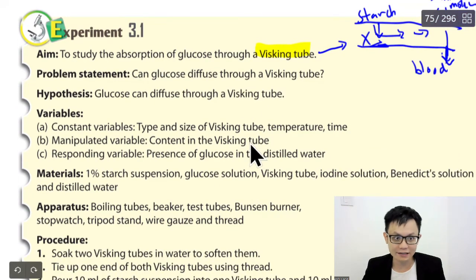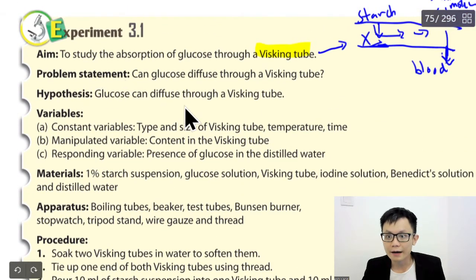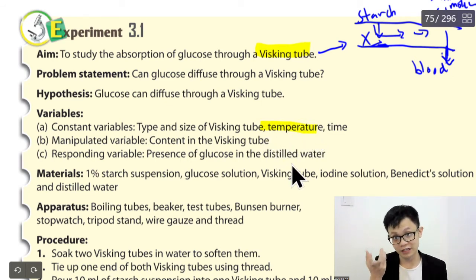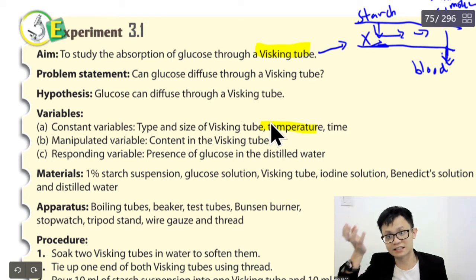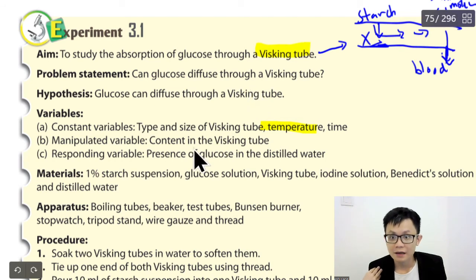Let me talk a little bit more, then I will end this very fast. Okay, for the whisking tube, the constants are the temperature and time, correct or not? We don't want it to be too hot, right? If too hot, then the thing will become something else, correct or not? For example, the enzyme will denature. The best temperature is 37 Celsius, correct or not? Because our body temperature is 36.9. The manipulated variable is the whisking tube.